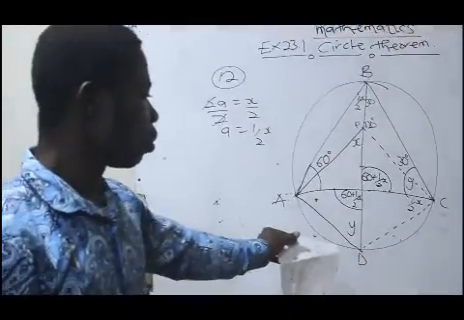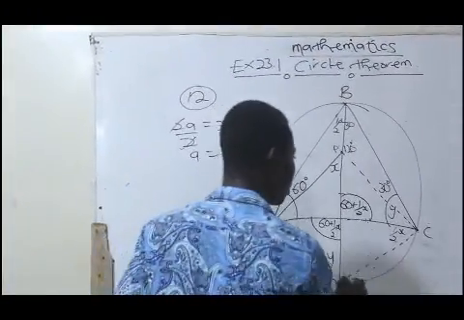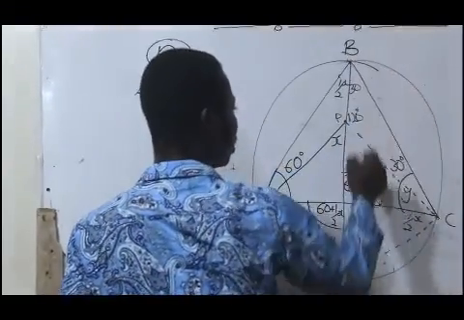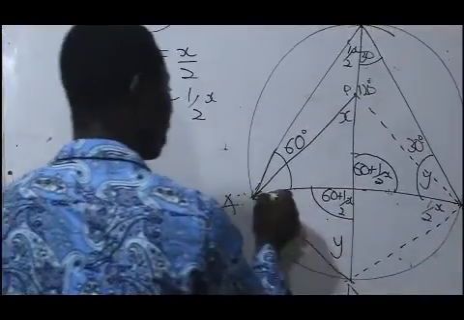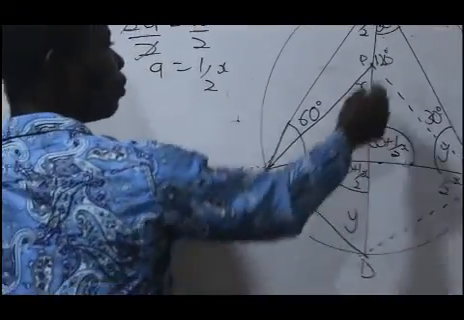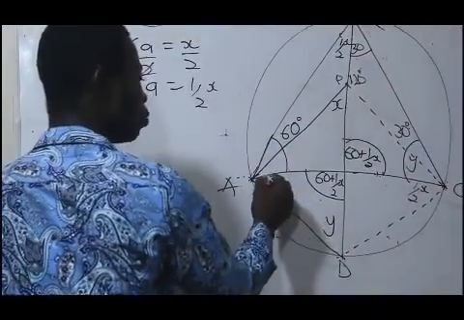Now let us come back to chord DC. Chord DC is subtending an angle at B to be 30 degrees. The same chord DC subtends an angle at A. So if you have 30 degrees here, then this side will also be 30 degrees.